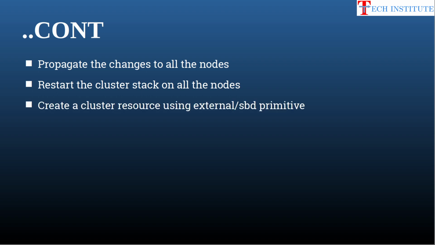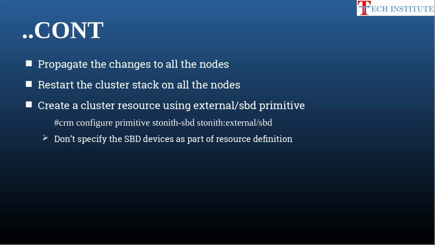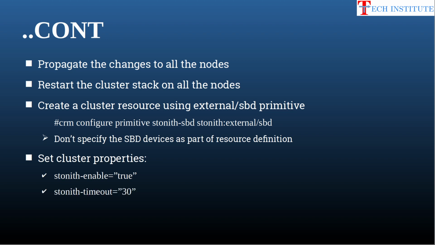And then you have to create a cluster resource using the external SBD primitive. So this command should look like this: crm configure primitive stonith-sbd. So you're creating the SBD resource, stonith:external/sbd. And one thing to keep in mind here, don't specify the SBD device as part of the resource definition. So this SBD service resource will be picking up the device from the SBD configuration file. And then you need to set the cluster properties like stonith-enabled equals true, so that the cluster starts using STONITH, and the STONITH timeout, the default value of which is 30 seconds.